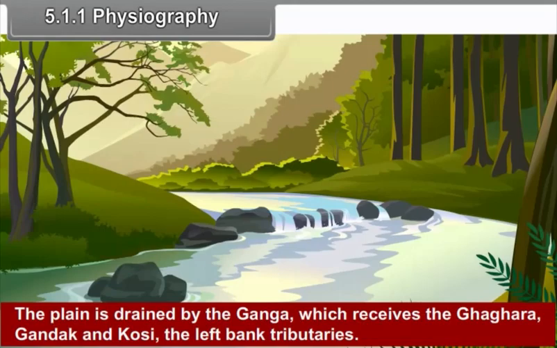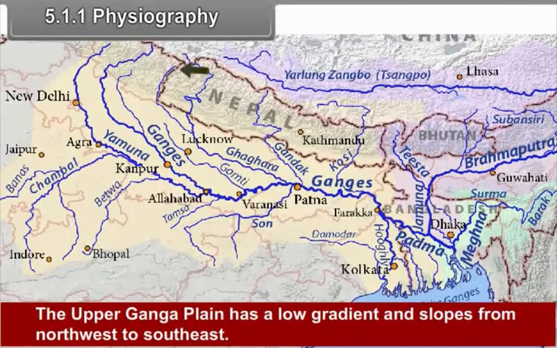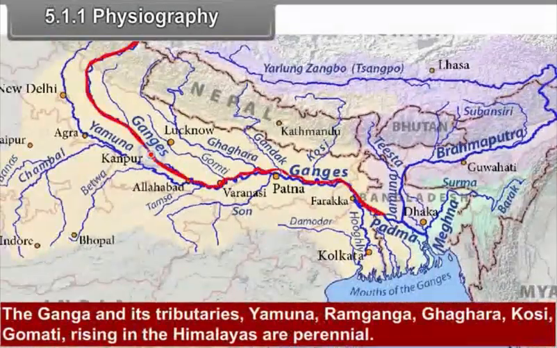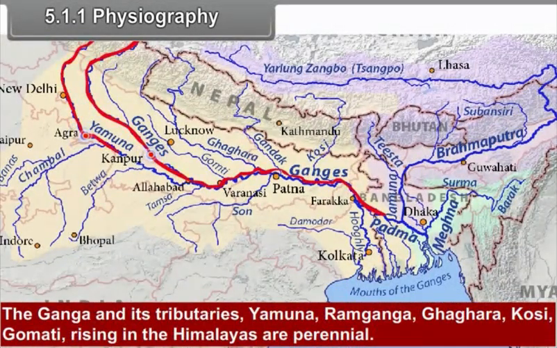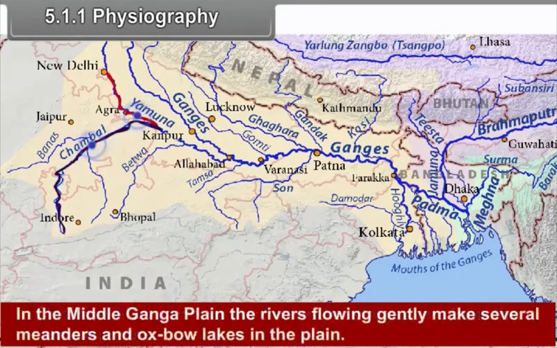The plain is drained by the Ganga, which receives the Ghagra, Gandak and Kosi, the left bank tributaries. The Upper Ganga Plain has a low gradient and slopes from northwest to southeast. The Ganga and its tributaries, Yamuna, Ramganga, Ghagra, Kosi and Gomti, rising in the Himalayas, are perennial. The Chambal River rises in the peninsular plateau and joins the Yamuna River.